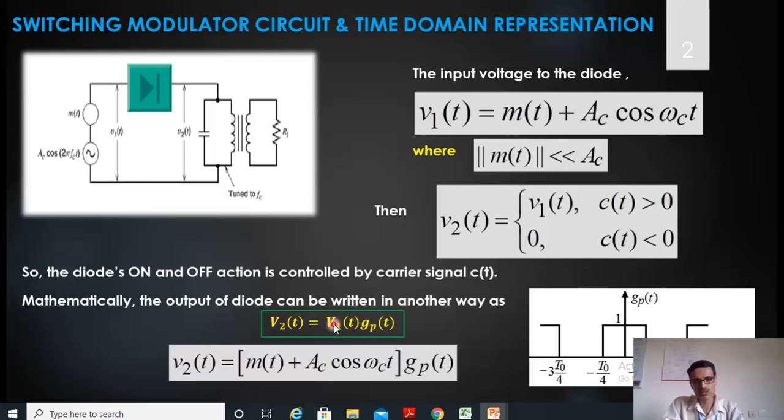That is, V2 of t is equal to V1 of t when Gp of t is equal to 1. And this Gp of t is equal to 1 only when C of t is more than 0. If C of t is less than 0, Gp of t is 0, that means this component will be 0, and at that time V2 of t is equal to 0. That means I will get back the same equation that I have given here for a switching modulator.